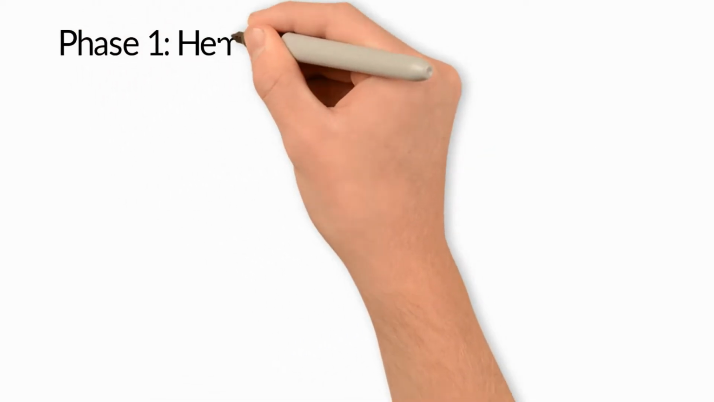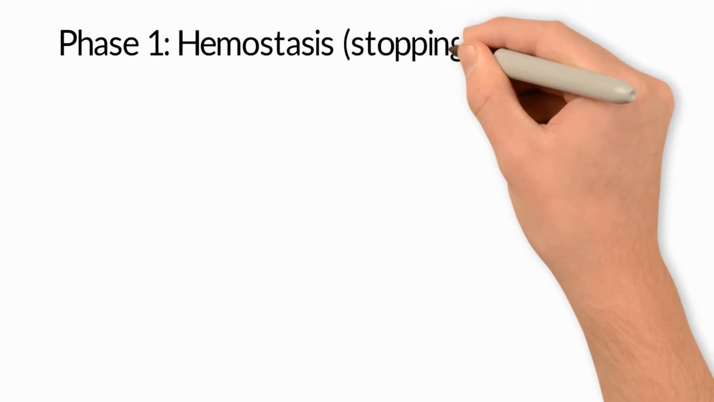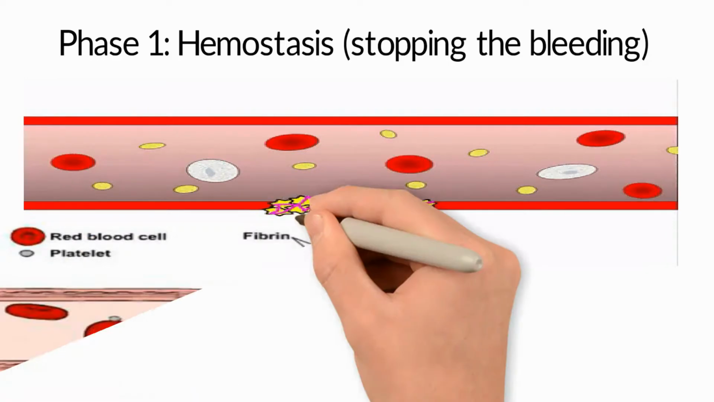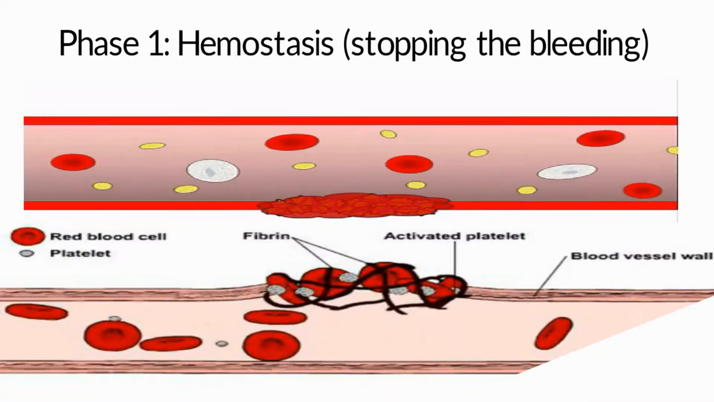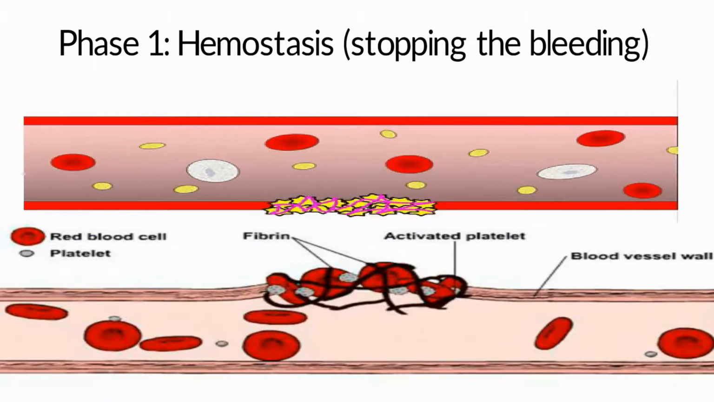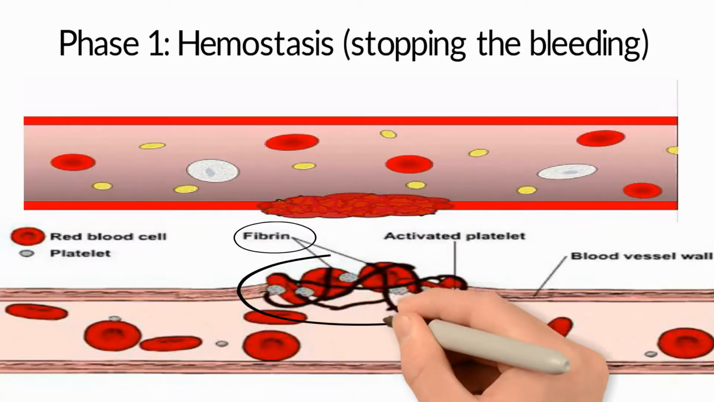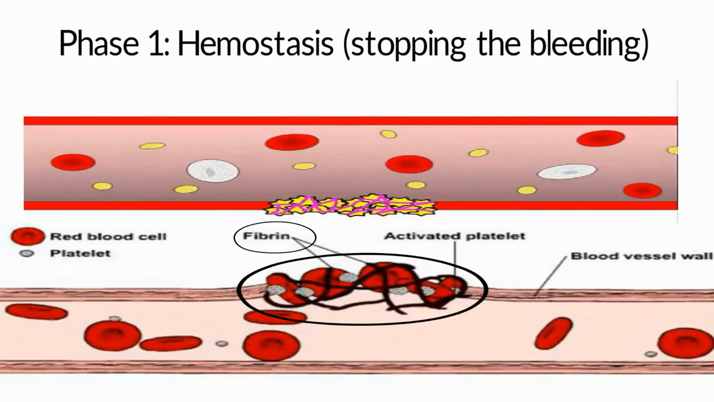Phase 1. Hemostasis, stopping the bleeding. When the skin gets injured, the body's first objective is to stop the bleeding. It does this by activating its emergency blood clotting system. Specific blood cells called platelets start to clump together and clot. These clots, which turn into scabs as they dry, also contain a protein called fibrin that forms a net to hold the clot in place.